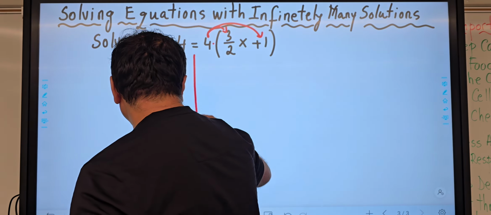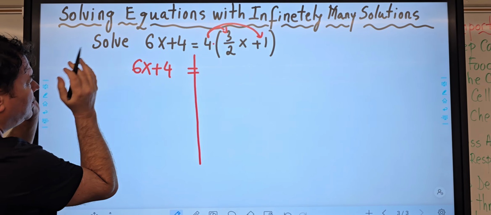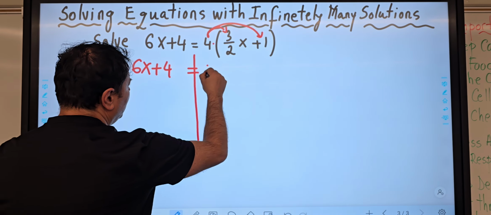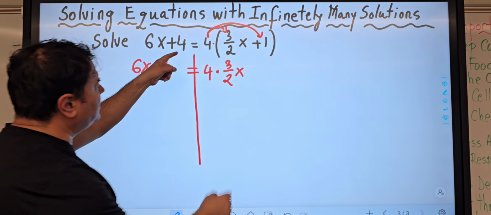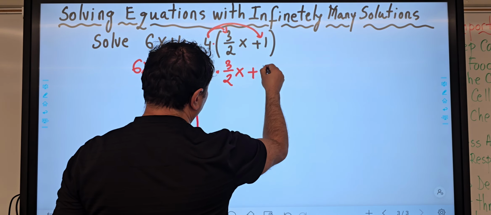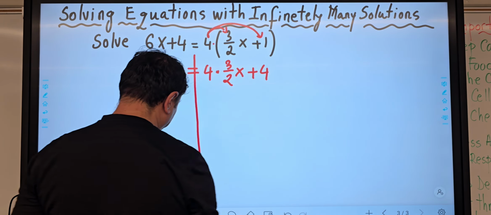Okay, so here we have 6x plus 4. Let's keep the first side of the equation the same. And now let's multiply here. We have 4 times 3 over 2x. Let's keep it here for now, and then we simplify it further. And then the second term, we have 4 times 1, which is 4, plus 4. And now remember, we can rewrite the 4 as 4 over 1. So now we can clearly see that on this side of the equation, 4 and 2 simplifies out. 4 divided by 2 is 2, and 2 divided by 2 is 1.